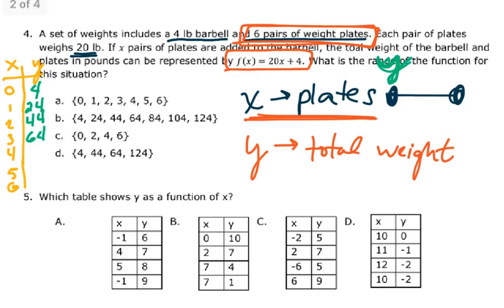20 times 4 is 80, plus 4 is 84. 20 times 5 is 100, plus 4 is 104. 20 times 6 is 120, plus 4 is 124.